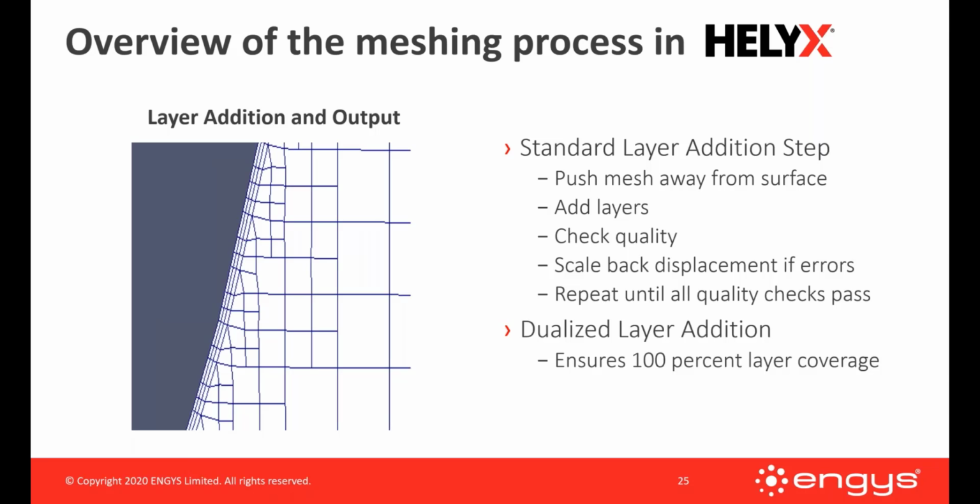For the dualized layer addition, there are other steps, and it doesn't necessarily push back on the first step. It will split that first cell using a dualized approach, calculate the dual of the cell locally, and then start inserting layers. The way that we do this ensures 100% layer coverage. Above the layer cells themselves, there's some optimization, some changing of the shape of those volume cells, some smoothing of those points and connectivity in order to achieve a really high quality.